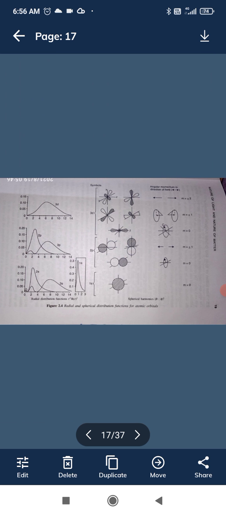So you can see at the right, m is equal to 0 for the 1s orbital. For the 2p orbital, you have m is equal to 0 and m is equal to plus or minus 1. And what are the probable shapes of orbitals? That is, the radial and spherical distribution functions for atomic orbitals are given. For 3d, you have m is equal to 0, m is equal to plus or minus 1, and then m is equal to plus or minus 2.